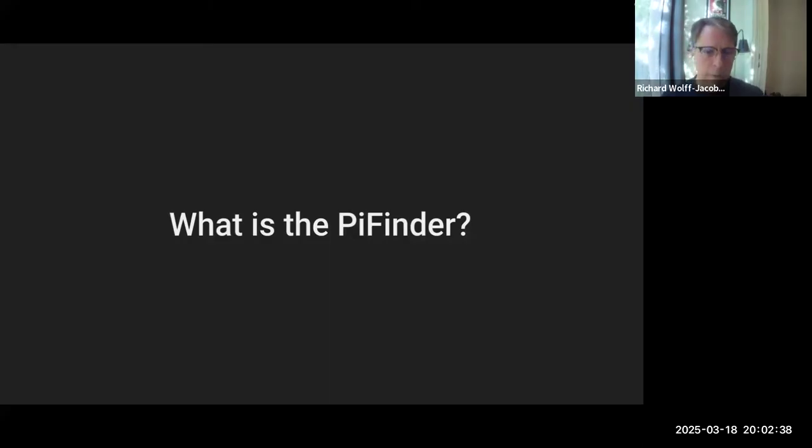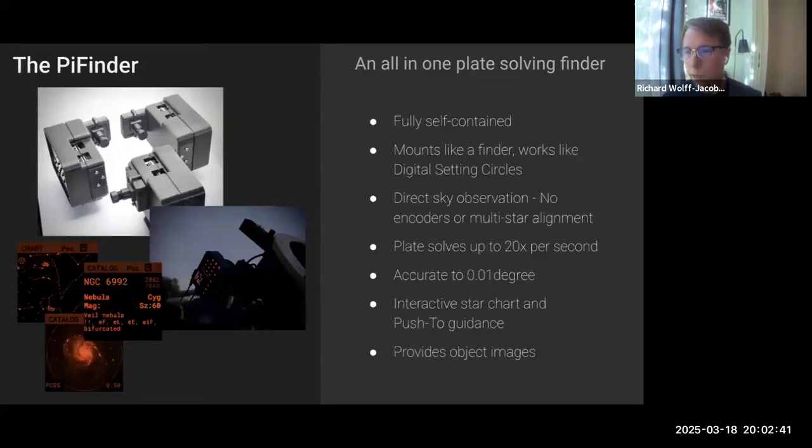So what is the PiFinder? It is an all-in-one plate solving finder, a computer, but it's designed to be a utility device that sits on a telescope and behaves much like a finder would, helping you locate objects in the sky. It's fully self-contained. It mounts just like a finder in a standard dovetail shoe. It uses the sky itself as its mechanism for determining location. Some other bits and pieces here, but ultimately you put it on a telescope, it tells you where you're pointing, you tell it what you want to find, and it helps you to get there.